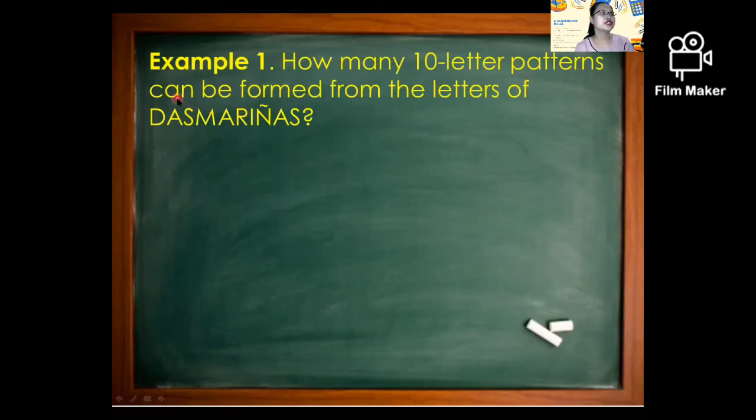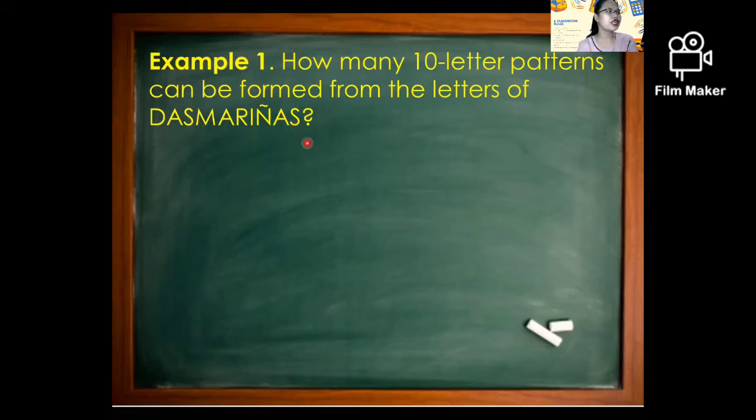How many 10-letter patterns can be formed from the letters of Dasmariñas? As you can see, sa word na Dasmariñas, meron tayong 1, 2, 3, 4, 5, 6, 7, 8, 9, 10. We have 10 letters. And how many 10-letter patterns can be formed from the letters of the word Dasmariñas? Ang problem natin dito, hindi natin siya pwedeng makuha yung permutation na isang diretso lang, katulad na sa linear permutation. Bakit? Dahil merong nauulit. As you can see, meron tayong naulit na A, meron din naulit na S.